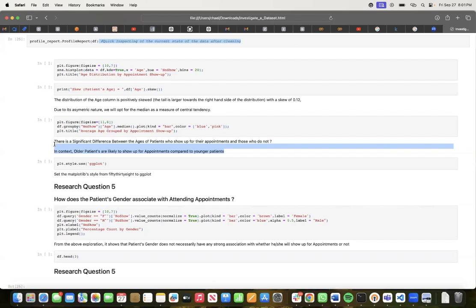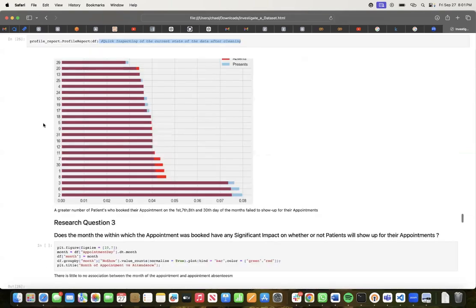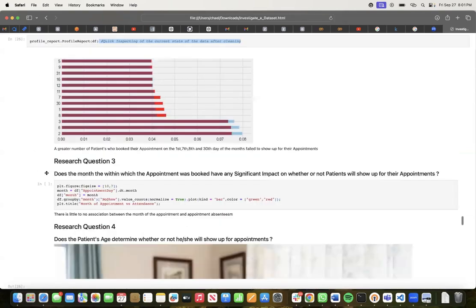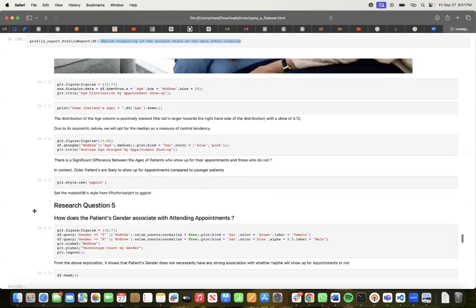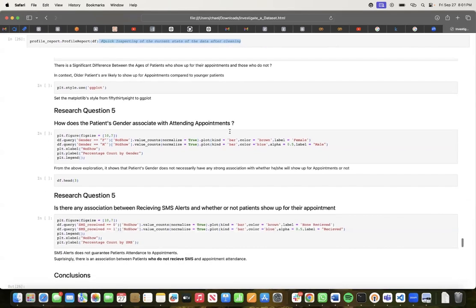That's the power of analysis. Do you understand? And this alone gives you a very deep understanding as to how to build your model. There should have been a graph here. I think the code wasn't run. If you look at this, this code has been run, but this code wasn't run. But the output of the analysis is what we have here. So older patients are likely to show up for appointments, but younger patients are not showing up. Quite tricky, very, very tricky.